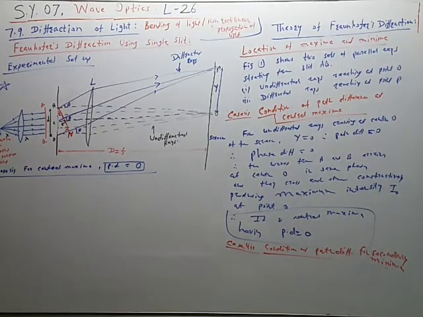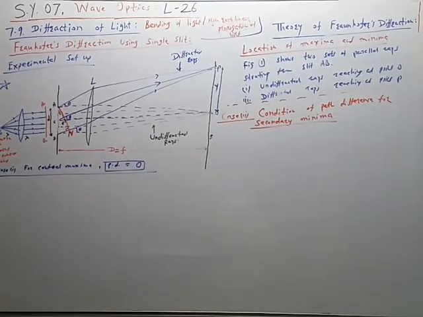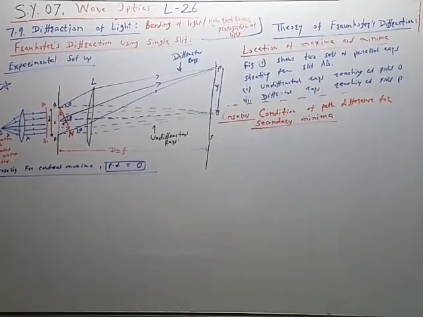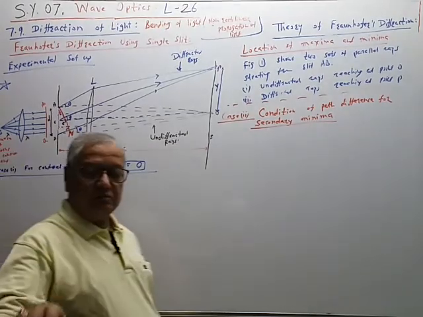Now we have to see the condition, second part. So we will see this condition separately. Condition of path difference for secondary minima, first secondary minima, second secondary minima, third secondary minima, etc. Minima means dark band. So let us see that second condition, the condition of path difference for secondary minima.